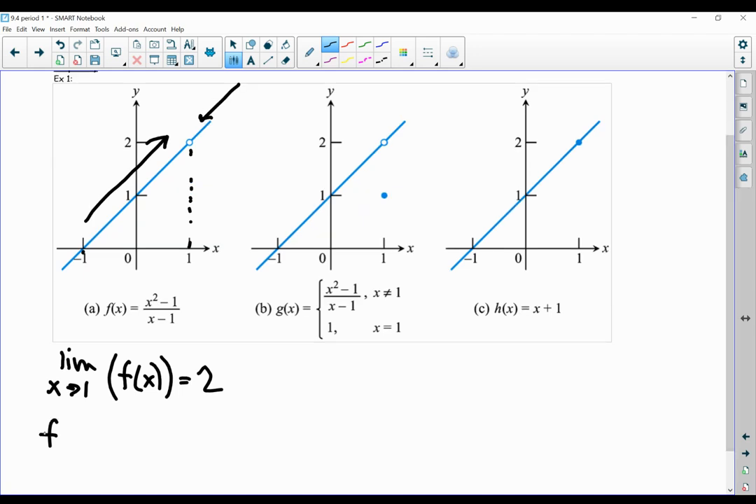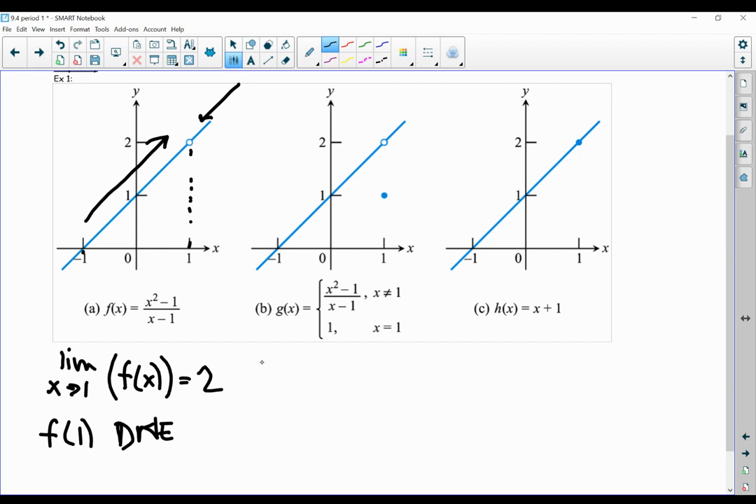Now, f of 1 doesn't exist. I'm just going to put DNE for does not exist. Remember, the actual point is not the same thing necessarily as the limit. The limit is as I'm getting close, what height does it look like I'm approaching?